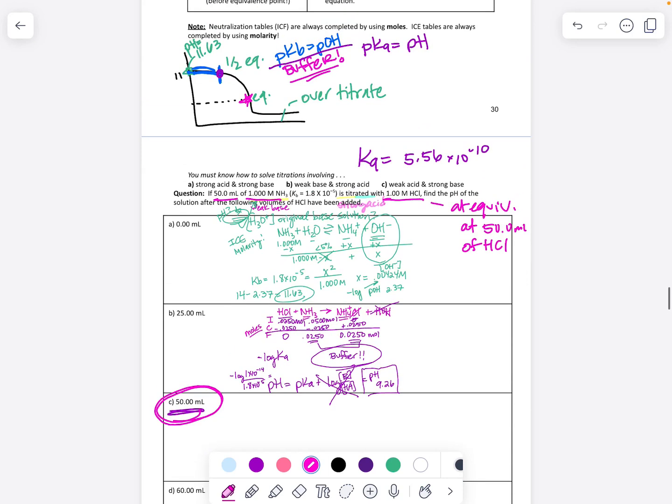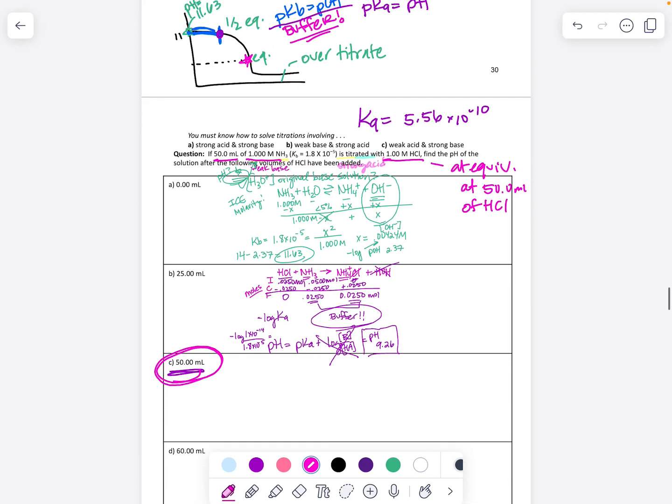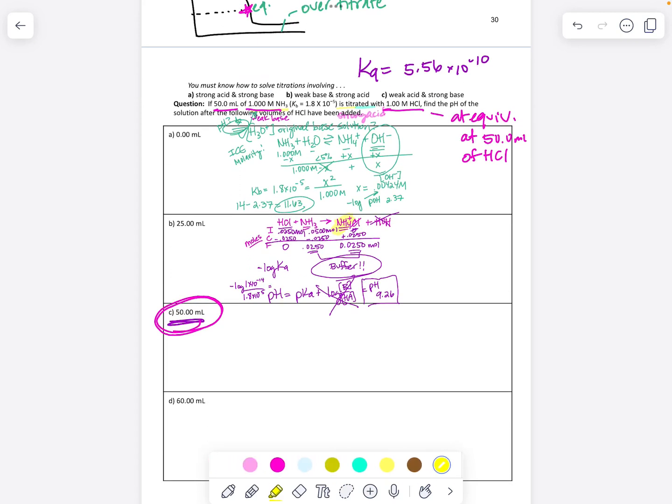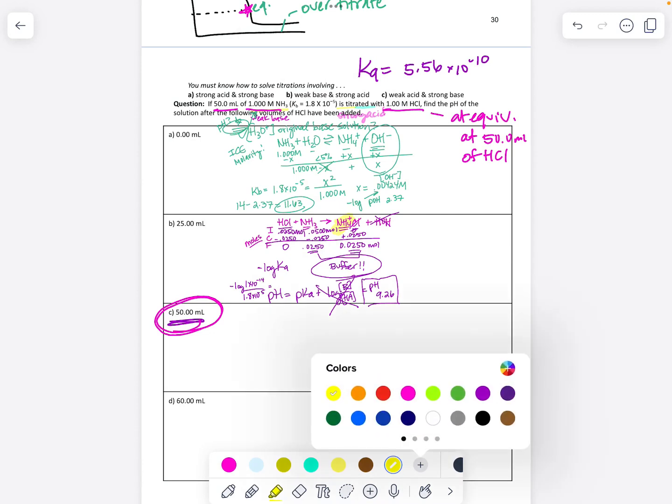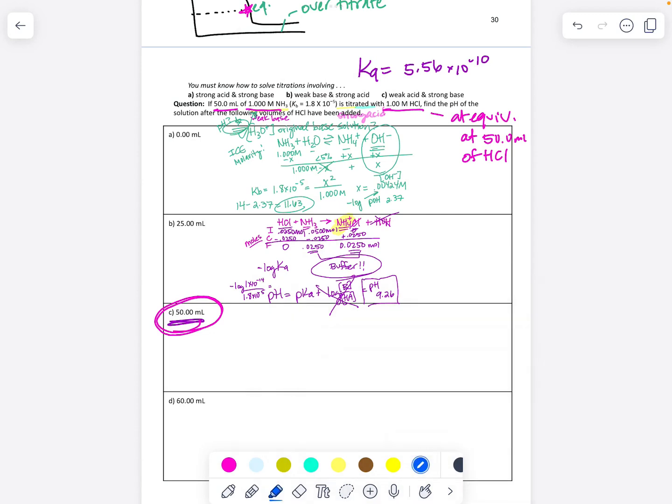Okay, if this was a strong acid and strong base titration at equivalence, my pH is 7. I wouldn't even need to do a calculation. But for this one, I do because I have this salt, this NH4 plus, that's going to ionize and it's going to make that H3O plus in solution. So I am going to have to do a little bit more for these. So that's why we call these, you know, summiting to the top of the mountain, because they are a little bit more involved. All right, so at 50 milliliters, I am neutral.